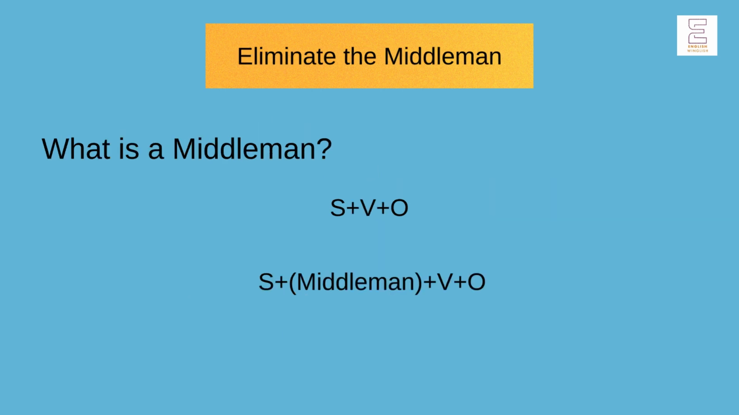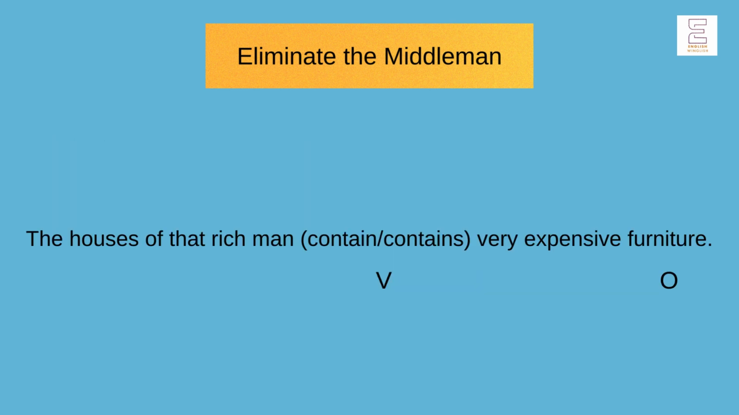Now let's see what a middleman is. The basic sentence structure in the previous sentences was subject, verb, and object. But sometimes we have a phrase, which is a group of words, placed in between the subject and the verb. It is related to the subject, but it will not have any effect on the relation of the subject with the verb.